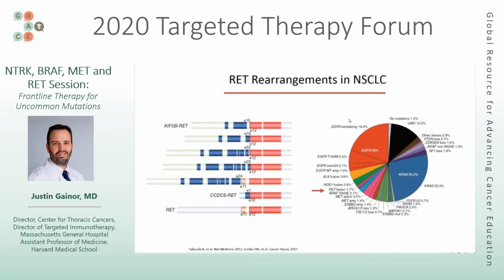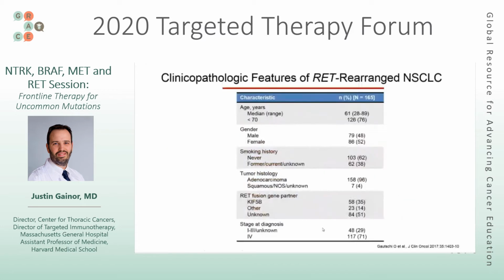But different genes can come together and be rearranged. So when you see things like KIF5B, CCDC6, it's just a fancy way of naming the 2 genes that have fused together. So that's part of the nomenclature.